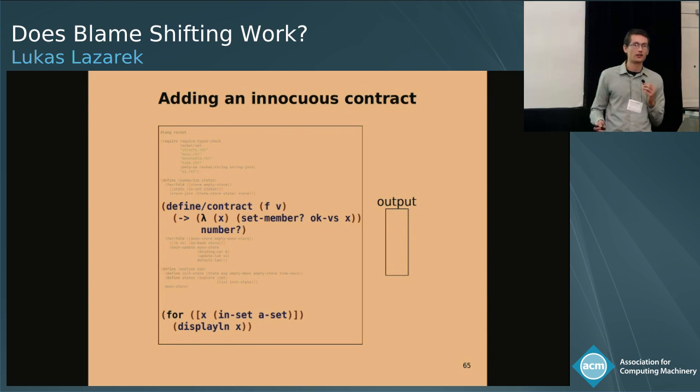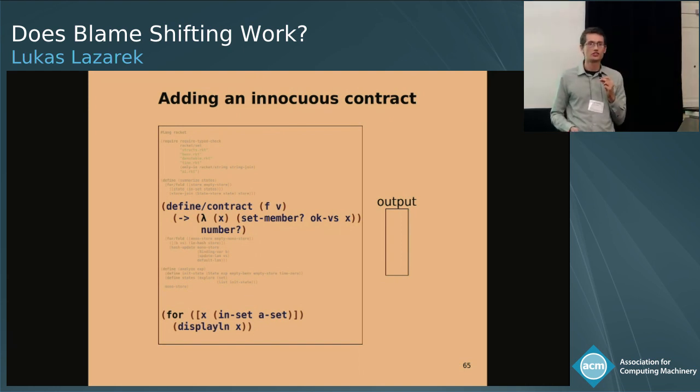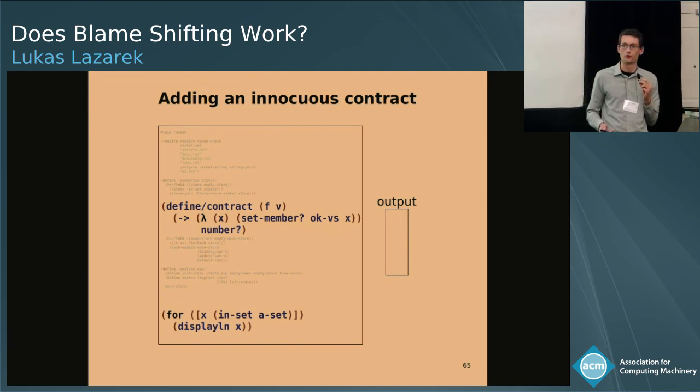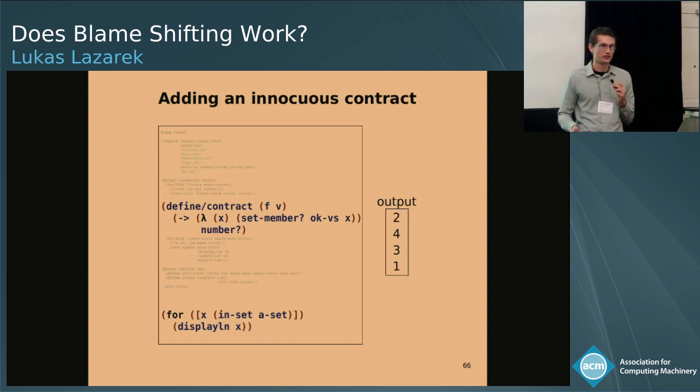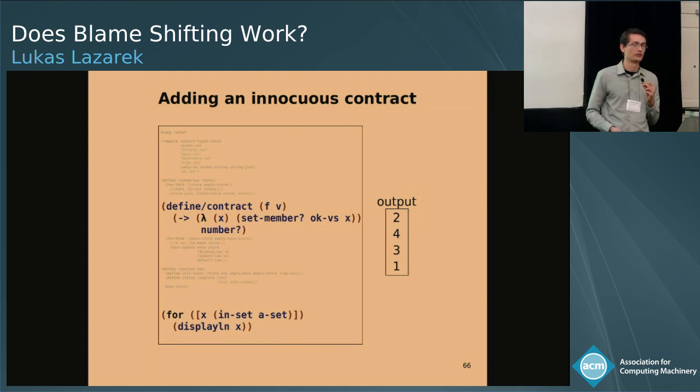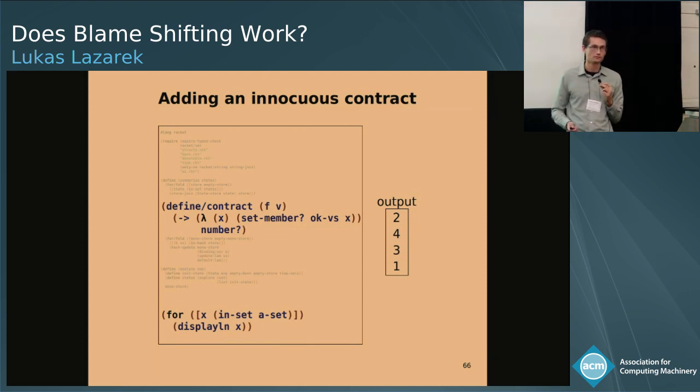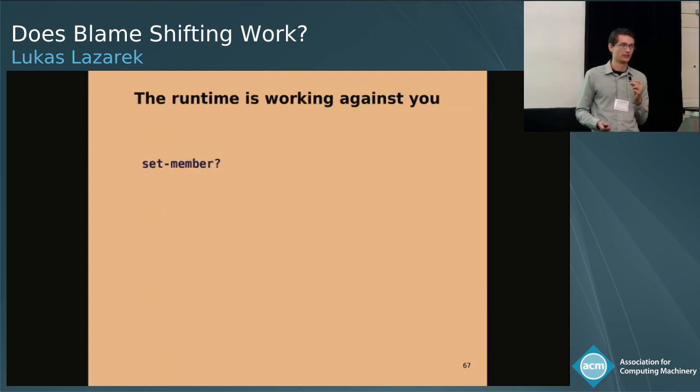But now let's think about adding a contract to this program. Say that our contract wants to check that every value provided to f is a member of some set. And suppose that we know that this contract is never going to be violated when we run the program. Adding this innocuous contract shouldn't change the behavior we see of this program at all, right? In fact, we found that it can change the output you see by changing the order of iteration over that set at the end of the program. So let's dig into what's happening here.